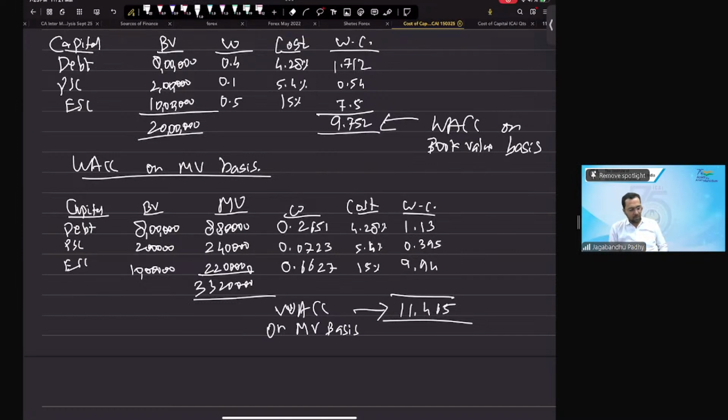Yes. So when the question asks you to compute weighted average cost of capital on market value basis, just try to make it like whatever the book value is, just convert that into market value, and then the simple calculation is remaining the same. Further calculation remains the same.